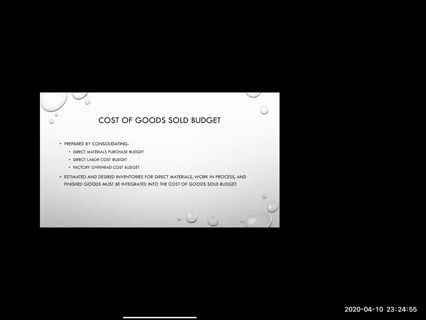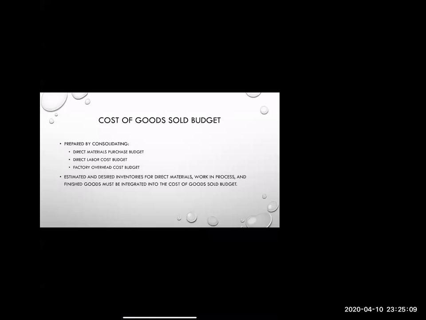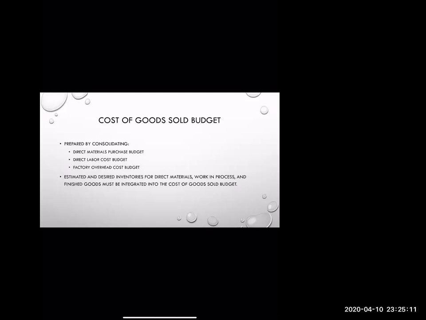All right, so now what we're gonna do is take a look at our cost of goods sold budget. Now this is prepared by consolidating our direct material purchase budget, our direct labor costs, factory overhead costs, and all of those, right? So the estimated and desired inventories for direct materials, work in process, and finished goods must be integrated into the cost of goods sold budget.